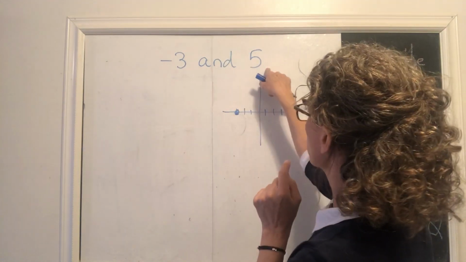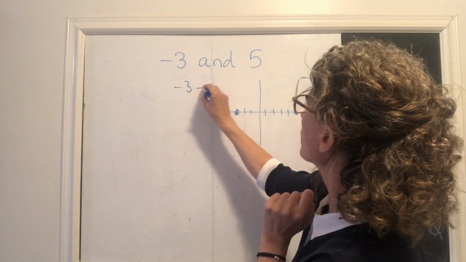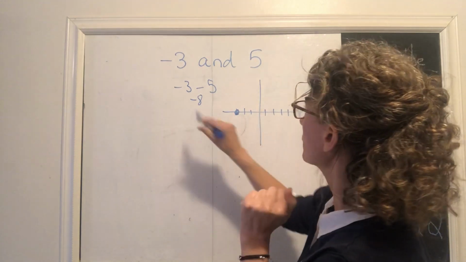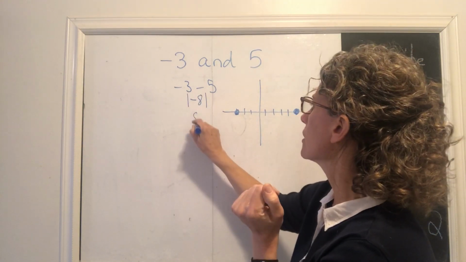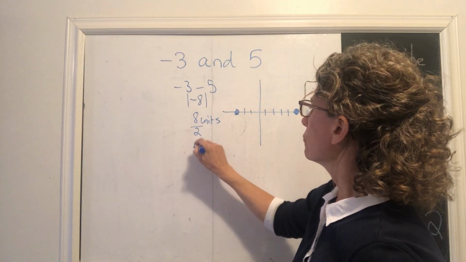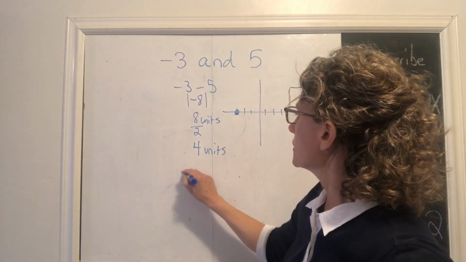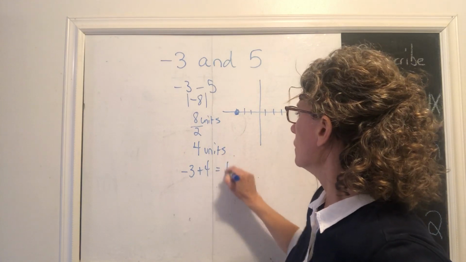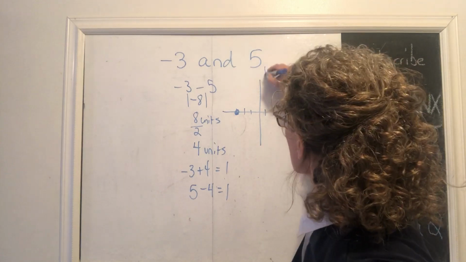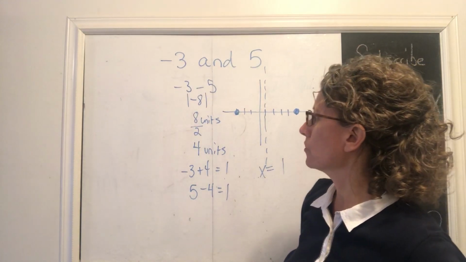So between -3 and 5, if I take -3 and I subtract 5, right? Take the difference, I get a -8. There's 8 units between them, right? Take the absolute value of that because we're talking about distance. 8 units, cut it in half. 4 units from any one side gives me the axis of symmetry. So I could take -3 and add 4 to get 1, or I could take 5 and subtract 4 to also get 1. So at x equals 1, I have my axis of symmetry, okay?